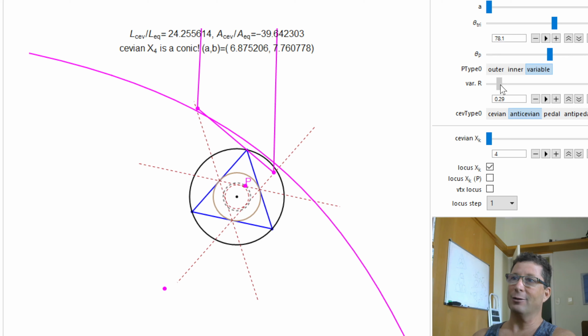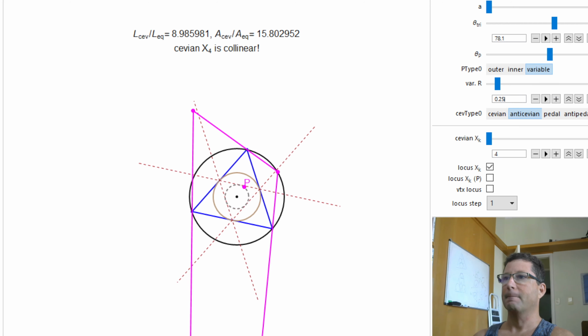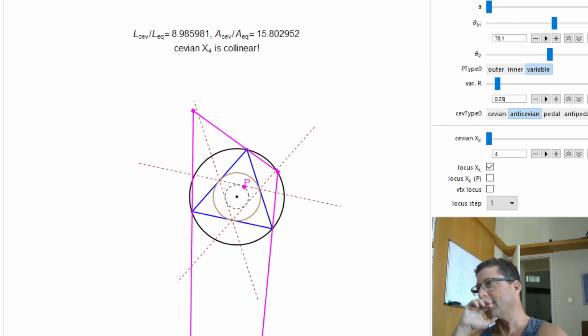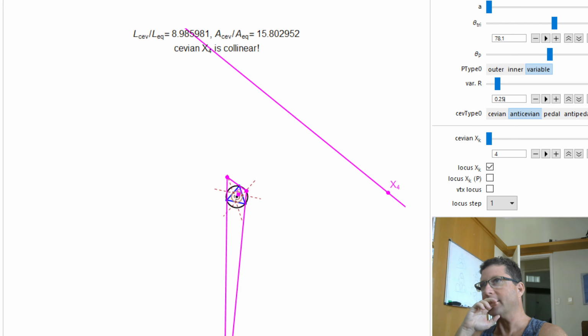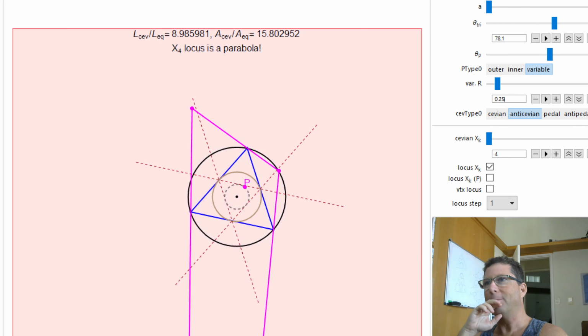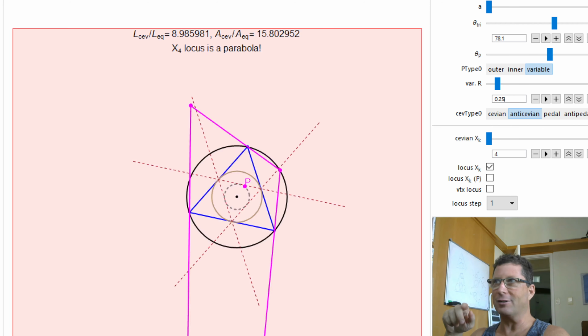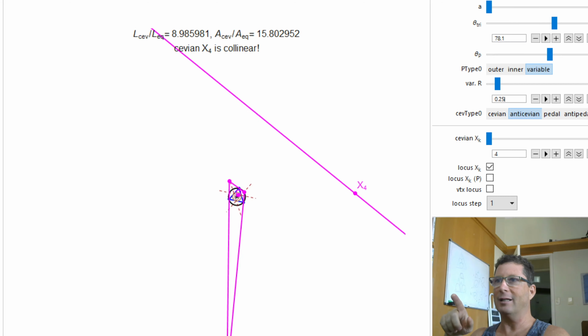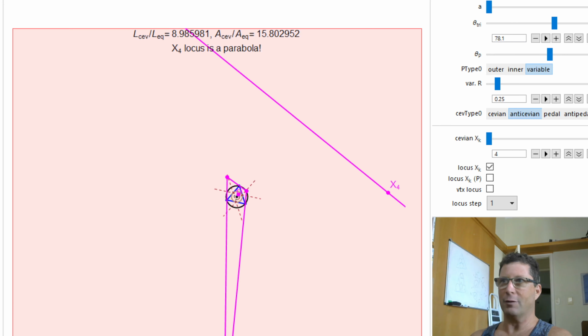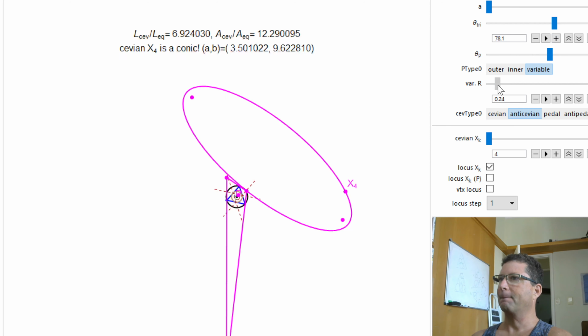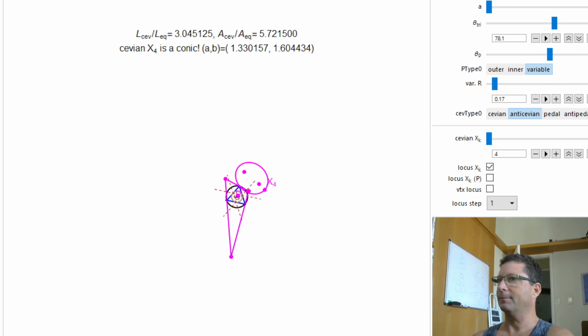And then when it enters this point here, let's put it exactly here, 0.25. Oh, okay. What's happening here? Okay, so when P is exactly on the Spieker circle, the locus of X4 is one straight branch of a hyperbola. And then it's going to turn into an ellipse.